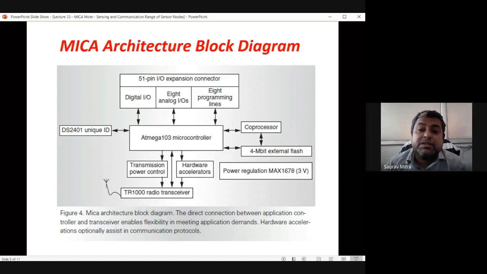If I ask you the internal subsystem of a generalized wireless sensor node, then whatever diagram I had shown you yesterday could be drawn. But if I'm asking you the internal structure or MICA Mote architecture, then this diagram you have to draw and the specifications you have to explain. So it's saying MICA Mote architecture block diagram. The direct connection between the application controller and transceiver enables flexibility in meeting the application demands. Hardware acceleration optionally assists in communication protocol. So this hardware acceleration is actually helping communication to happen in a seamless manner.